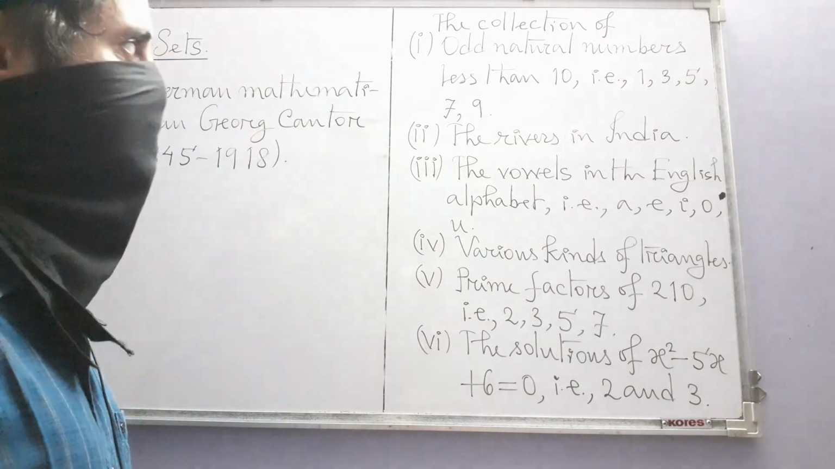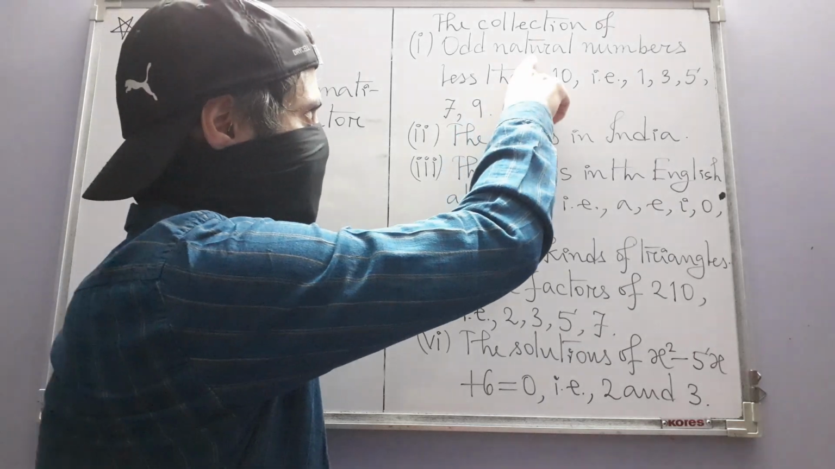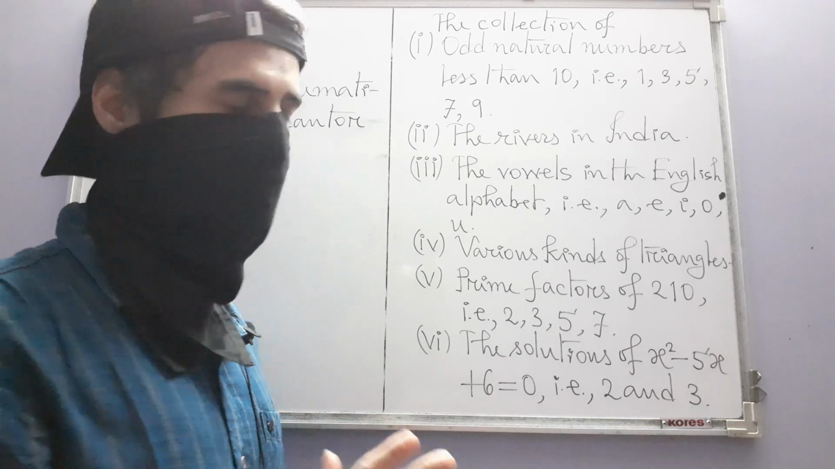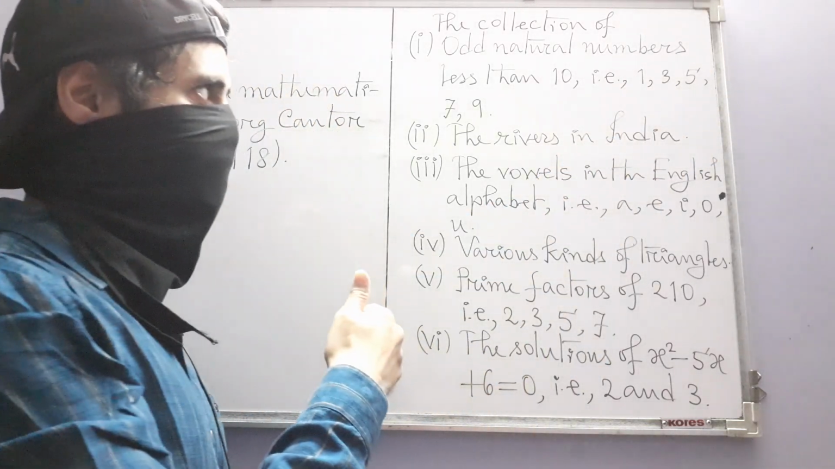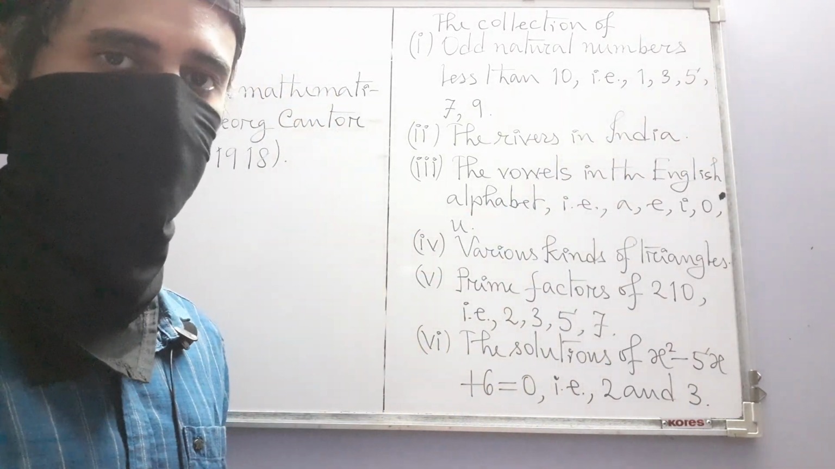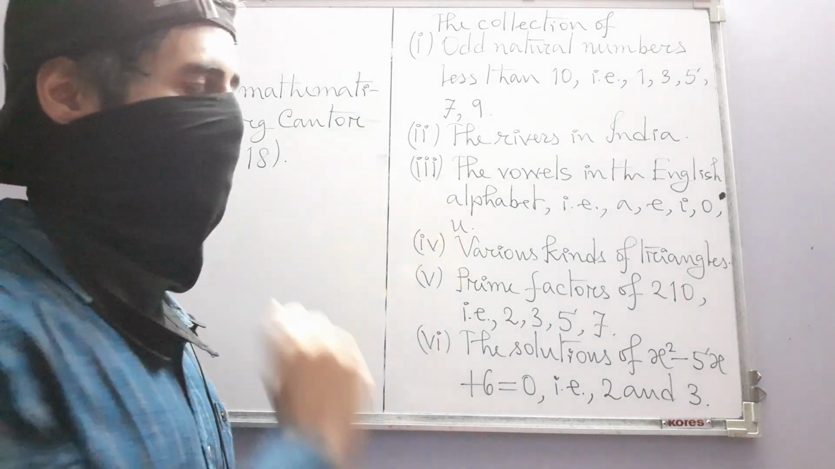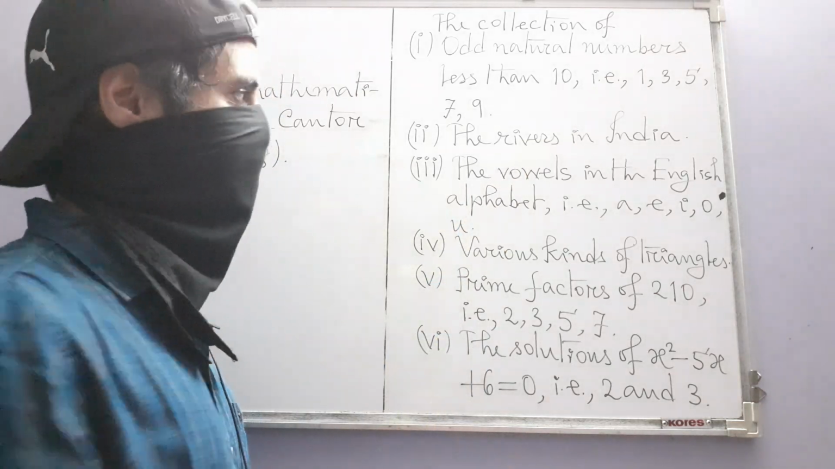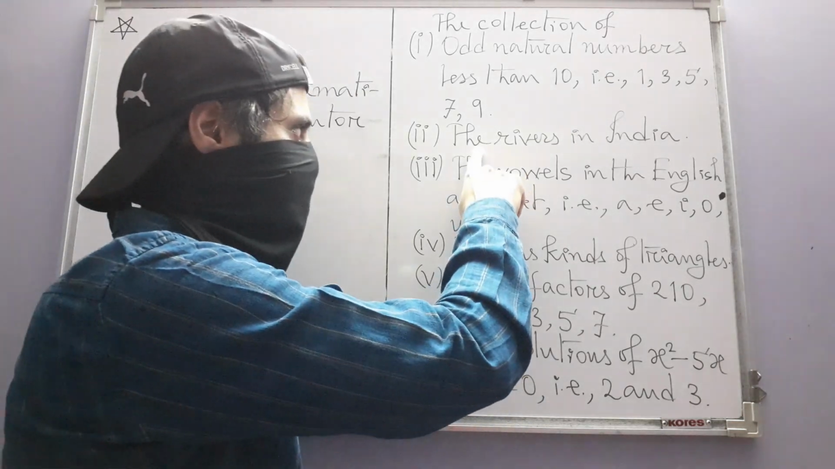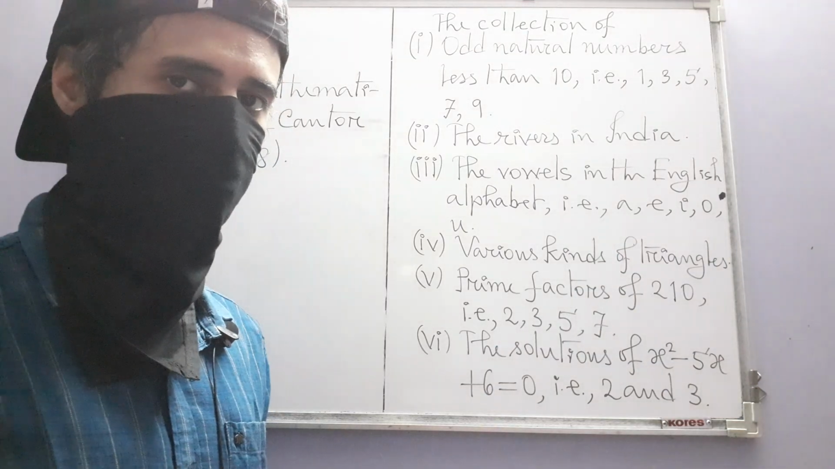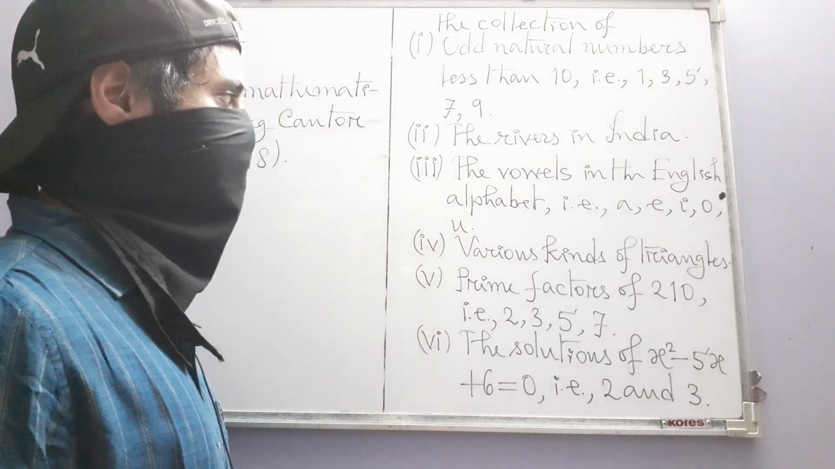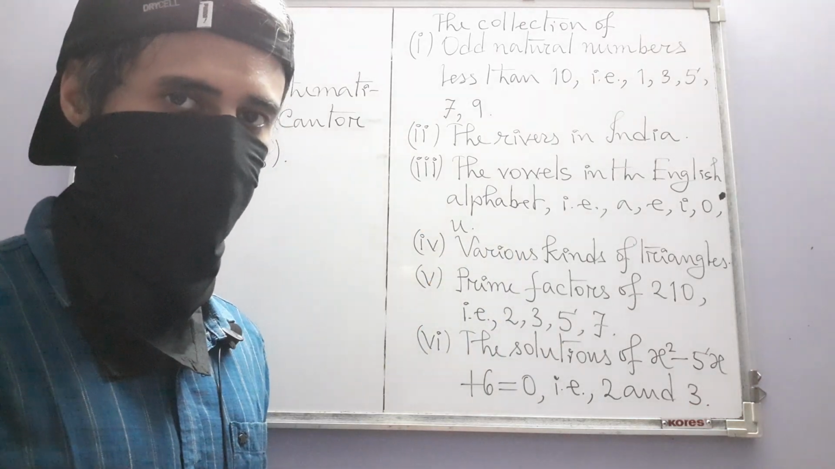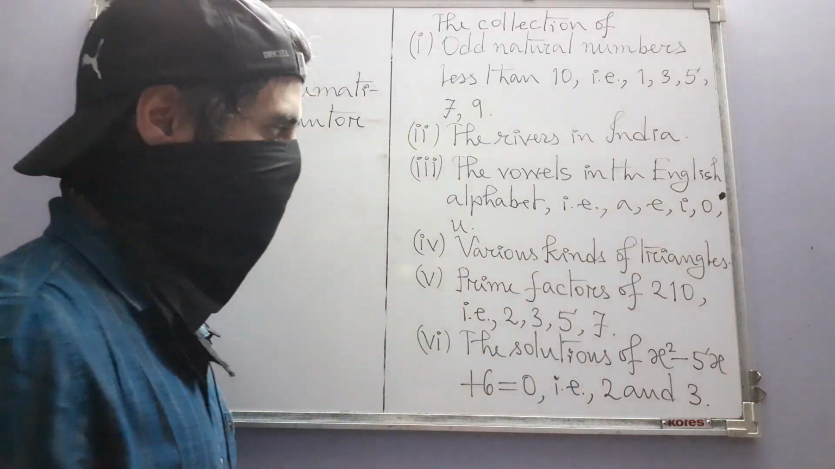So the first one is the collection of all odd natural numbers less than 10. And so the objects in this collection are these numbers. These are odd numbers, they are natural and they are less than 10. 1, 3, 5, 7 and 9. The next collection is not really very mathematical, but nevertheless it's a collection. The collection of the rivers in India. It's a legitimate collection. Then the third one is the collection of all the vowels in the English alphabet, A, E, I, O and U.